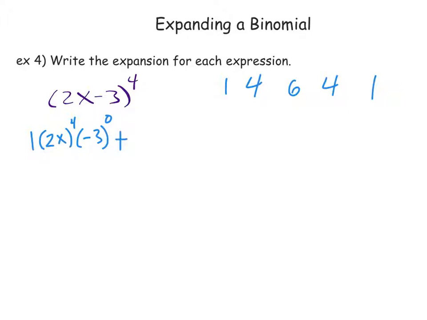Okay, we've got the 4 other coefficients, and then just remember the pattern with our exponents. That first term is going to go down and the second term is going to go up. Coefficient 4, 2x is now to the third power. Negative 3 is now to the first. Another one of those spots where maybe not a bad idea to pause to see. We got 3 terms left. Can you get them?